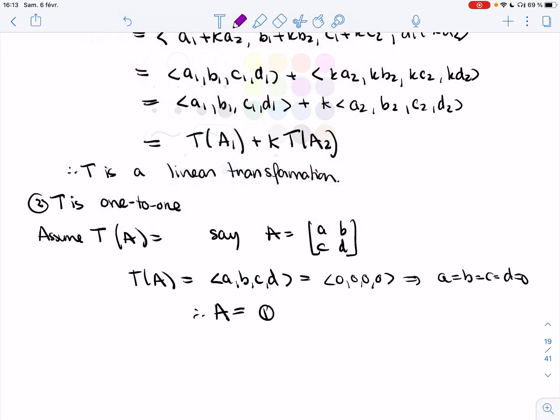Let me put it in red. This is the 0 vector. All right, and so the kernel of T is just the 0 matrix, which means that T is one-to-one. All right, skipping the onto part.